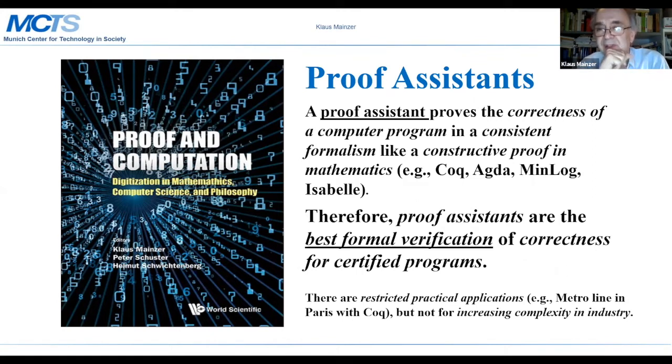There was already a very early application with the first automated metro line in the world in Paris at the beginning of the 90s. That was checked by the proof assistant Coq. Later on, there was a cooperation in Germany of Coq with the Siemens company here in Munich. But again, the disadvantage is that with increasing complexity, the checking procedure becomes very difficult.